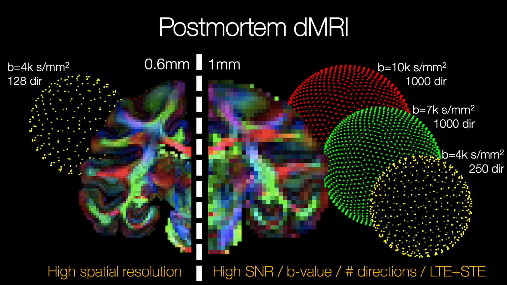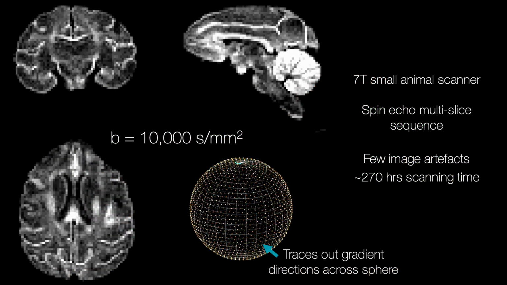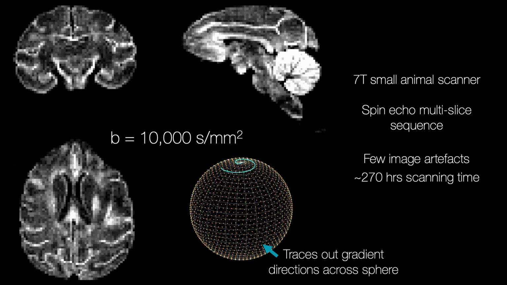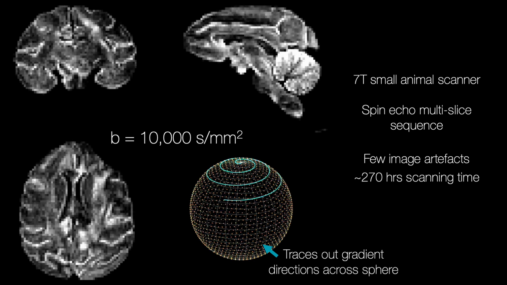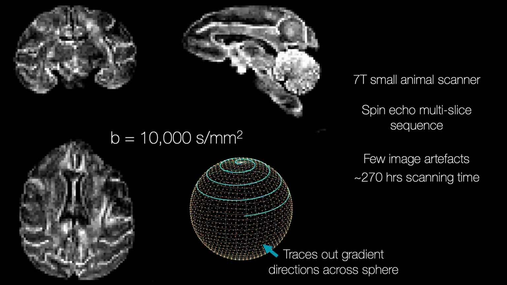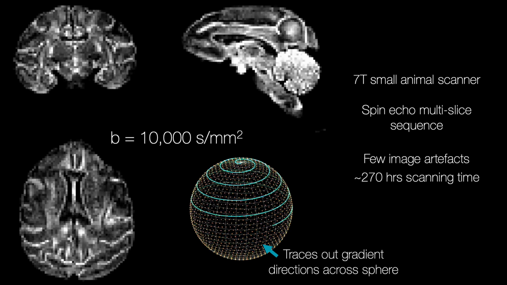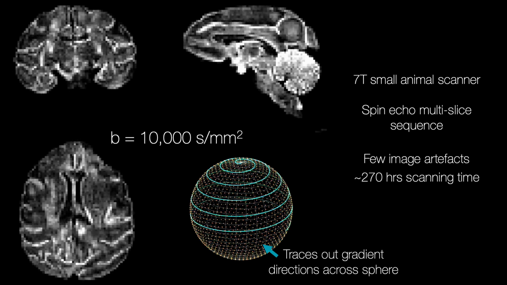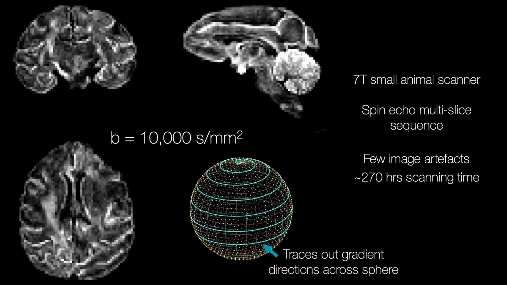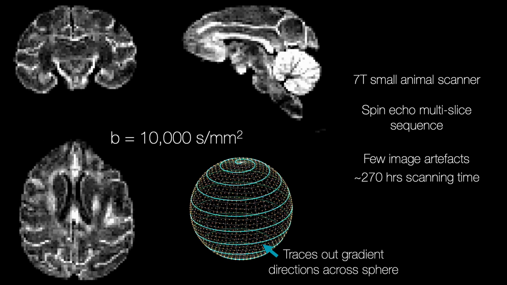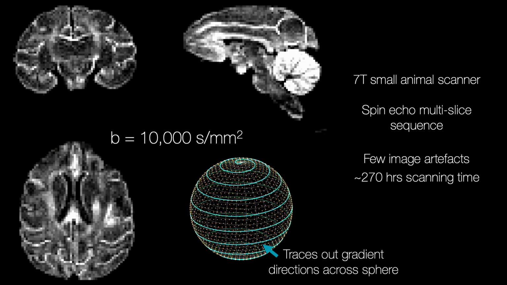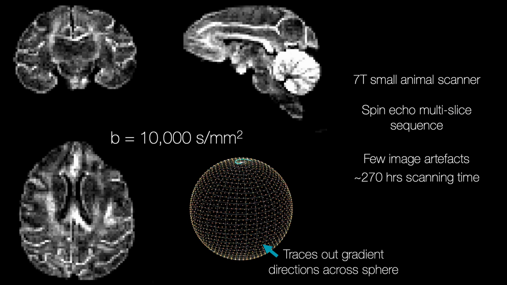Finally, at 1mm we were able to acquire 1,000 gradient directions in the outer 2 shells in a reasonable amount of scan time. And of course, with high b-value, high angular resolution data, we obtain good diffusion contrast. Here I show diffusion MR images from different gradient directions as we trace a spiral over this Q-space sphere. All postmortem MRI data was acquired on a 7 Tesla small animal scanner with a spin echo multi-slice sequence with single line readout. This sequence minimises image artifacts but is fairly slow, resulting in the 270-hour scanning time.